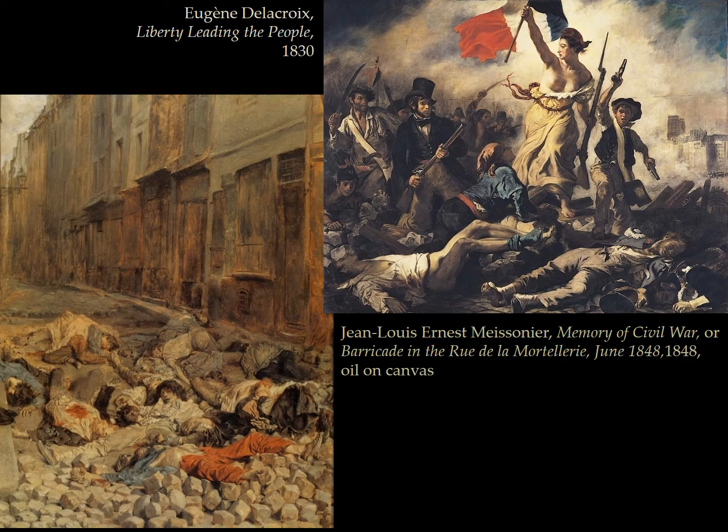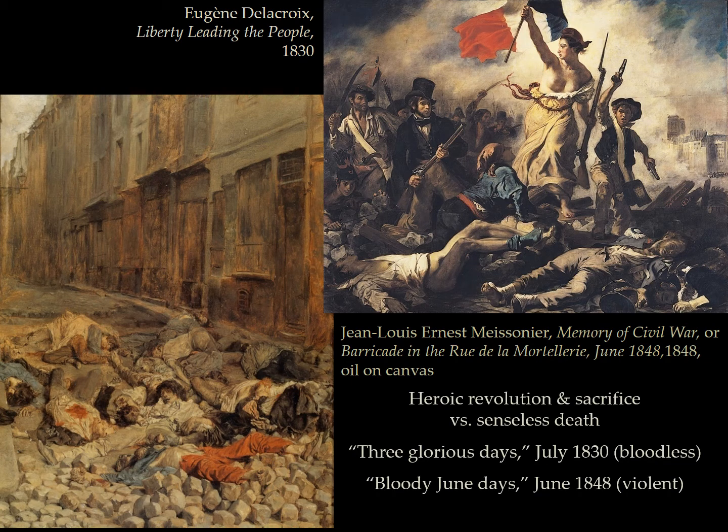Instead, now we are looking at the senseless death associated with the event. As we discussed earlier, instead of showcasing the heroic revolution, as in Liberty Leading the People of 1830, the symbol of the French Republic, we now have the sacrifice here, or the senseless death, the aftermath, not the troops, not the people uprising here, but instead showcasing the difference in how the French people viewed these two events.